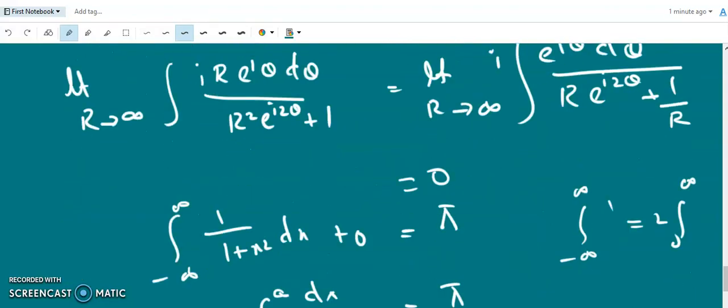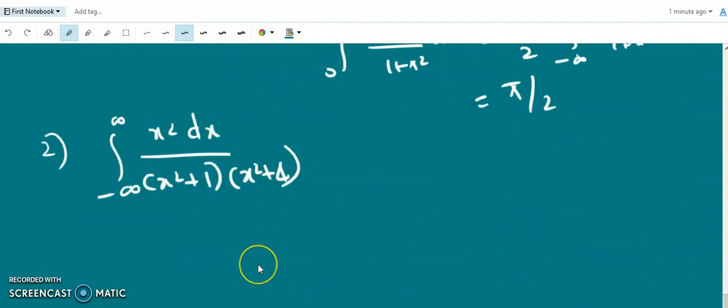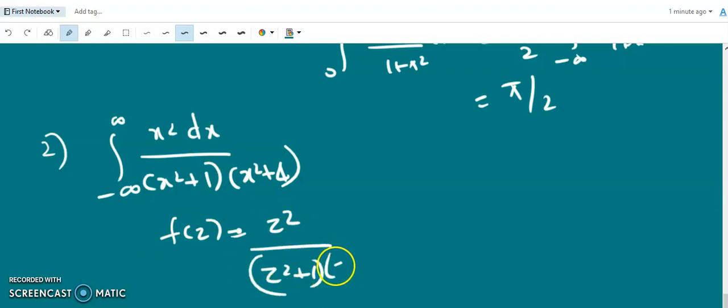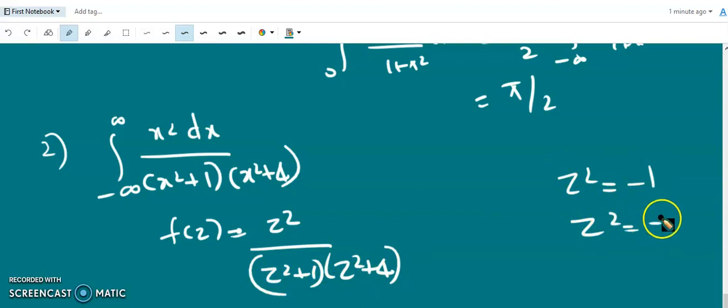So now the next problem is: evaluate the integral from minus infinity to plus infinity of x square dx divided by x square plus 1 into x square plus 4. This is f of x, and the corresponding complex function f of z is z square divided by z square plus 1 into z square plus 4. The poles of the function are the points where these are 0. So z square is equal to minus 1 and z square is equal to minus 4, so z is equal to plus or minus i, plus or minus 2i.